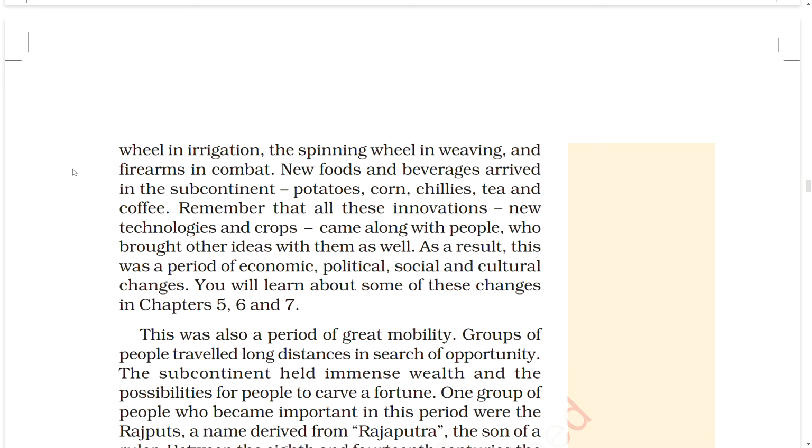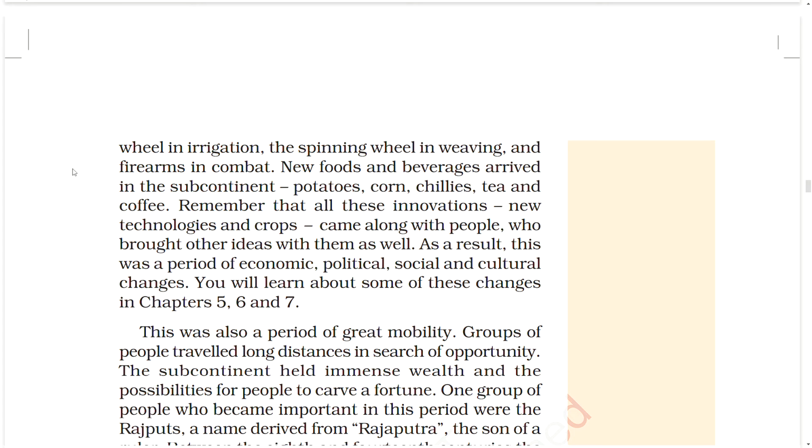New foods and beverages arrived in the subcontinent: potatoes, corn, chilies, tea, and coffee. Remember that all this innovation, new technologies, and crops came along with people who brought other ideas with them as well. As a result, this was a period of economic, political, social, and cultural changes. You will learn about some of these changes in chapters 5, 6, and 7.